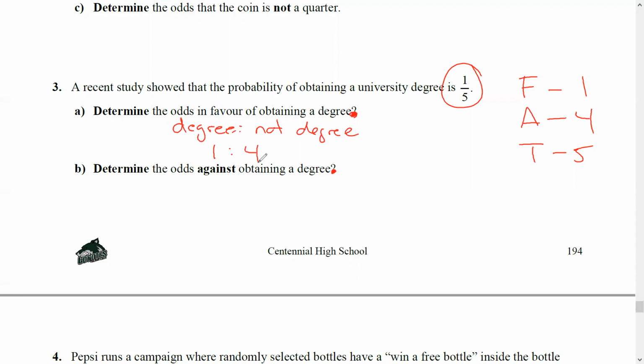Okay, what's the odds against obtaining a degree? Well, that's odds against, so all I need to do is flip this. Not a degree to a degree. There it is. Okay, so again, look at how once we write this little FAT thing, this FAT method down, just how quick and easy it is to find these odds and these probabilities.